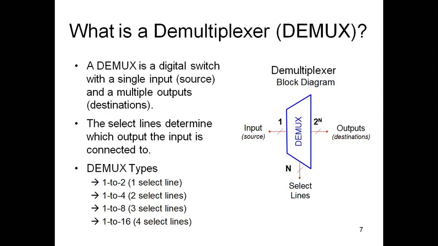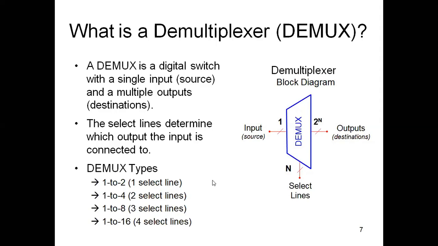A demultiplexer is a circuit that receives the information on a single line and transmits this information on one of 2 power n possible output lines. How many selection lines are required, ma'am? n selection lines are required. That is the demultiplexer.